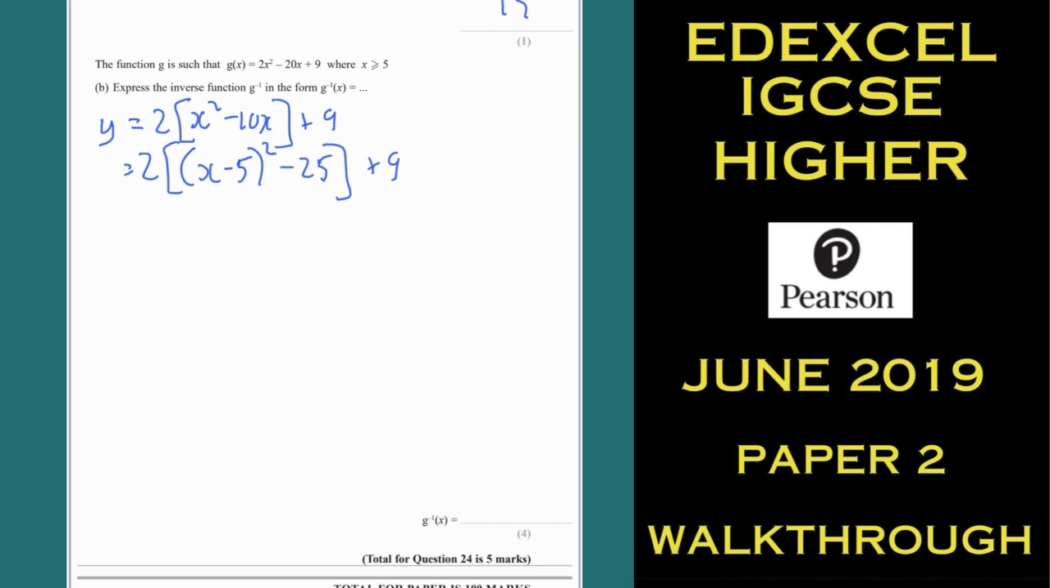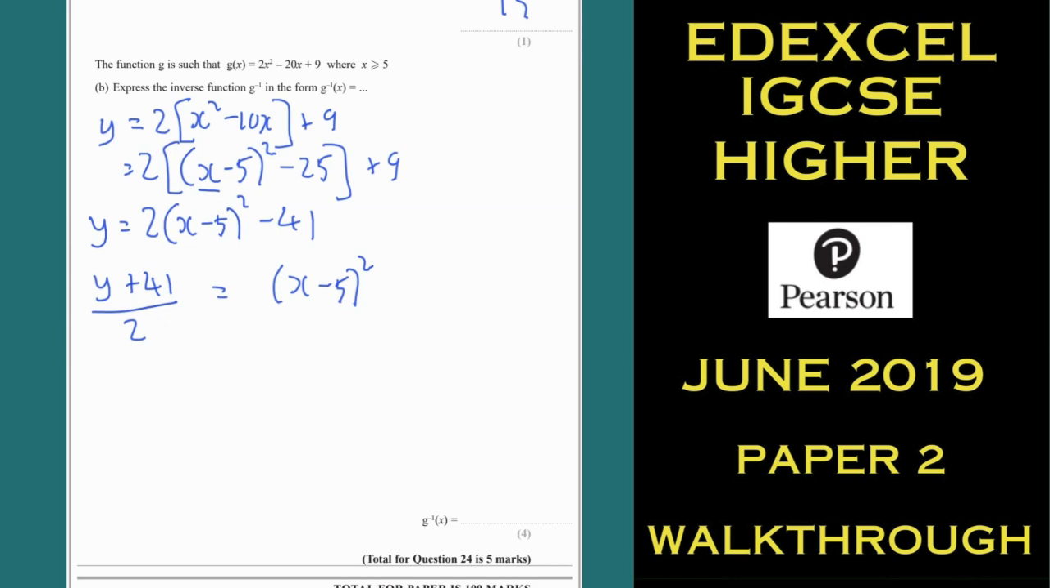And now it's a case of we've just got the 1x. We need to get it rearranged, expanded, all that malarkey. So 2 times everything in the brackets gives me that. 2 times -25 is -50 plus the 9. So we've got -41. Now we need to rearrange to make x the subject. So firstly, I'll do y plus 41 and then divide by 2. And that gives me my x minus 5 squared.